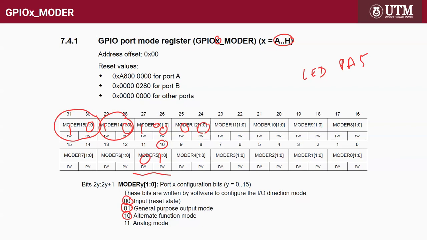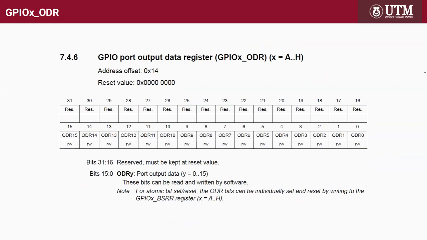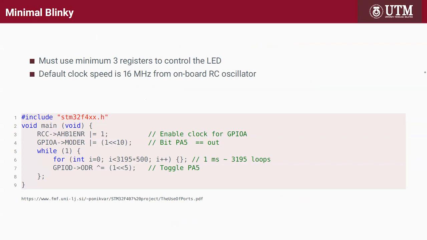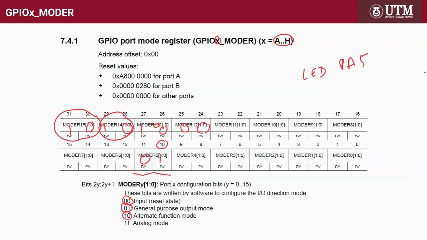I have the solution here, but I will explain here. So if I just want to turn on the LED or make it output, I will do this. So GPIOA arrow MODER, and then I put OR, and then I want to turn on bit 10 only, so I put 1 left shift 10.